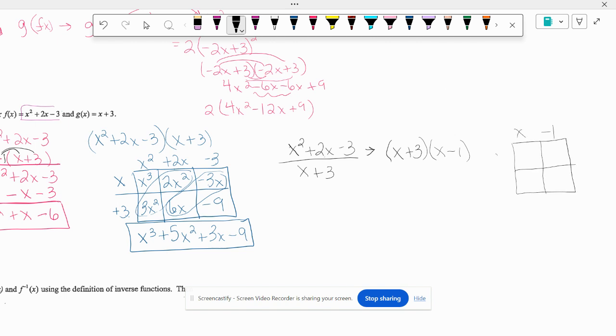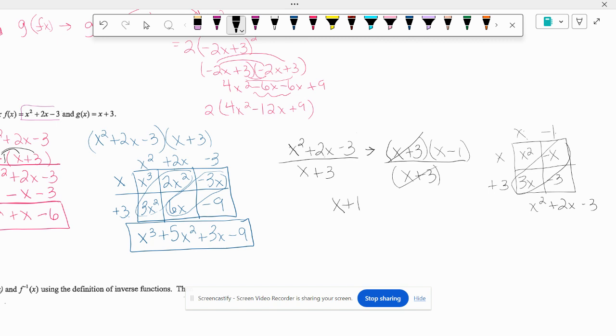X minus 1, x plus 3. X times x is x squared, x times negative 1 is negative x, 3 times x is 3x, and 3 times negative 1 is negative 3. It gives me x squared, 3x minus 1x is a positive 2x, minus 3, which is exactly what I have in the numerator. My denominator is the quantity of x plus 3. And you see that you have the same thing in the numerator as in the denominator. So you're able to cancel those out, and you're left with x plus 1.